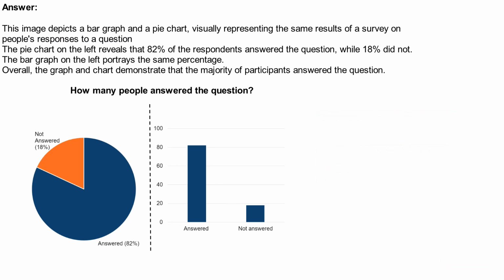This image depicts a bar graph and a pie chart, visually representing the same results of a survey on people's responses to a question. The pie chart on the left reveals that 82% of the respondents answered the question, while 18% did not. The bar graph on the left portrays the same percentage. Overall, the graph and chart demonstrate that the majority of participants answered the question.